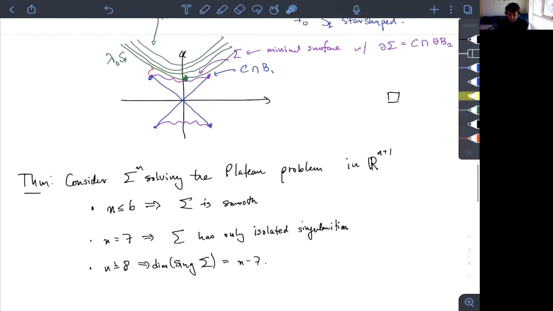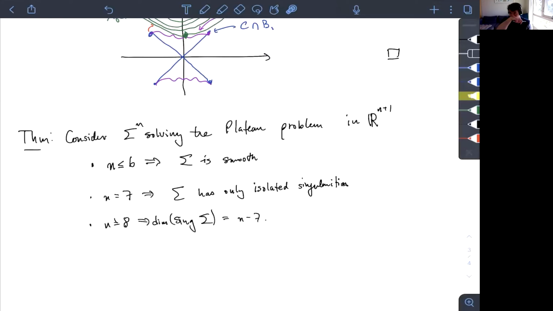And so indeed, this is in some sense the general situation of what could happen. And so you have isolated singularities for solutions to the Plateau problem. Okay, I'm not saying there's always isolated singularities. Actually, we'll see that many times there are not, but they can exist. And when n is at least 8, then things get kind of complicated.